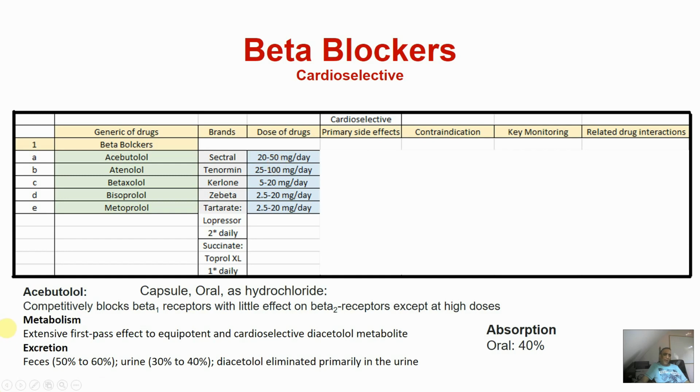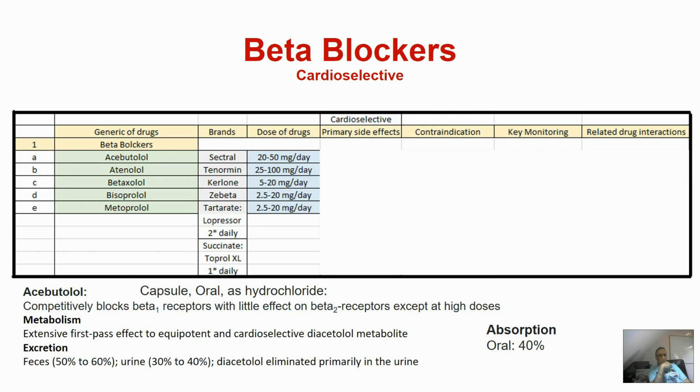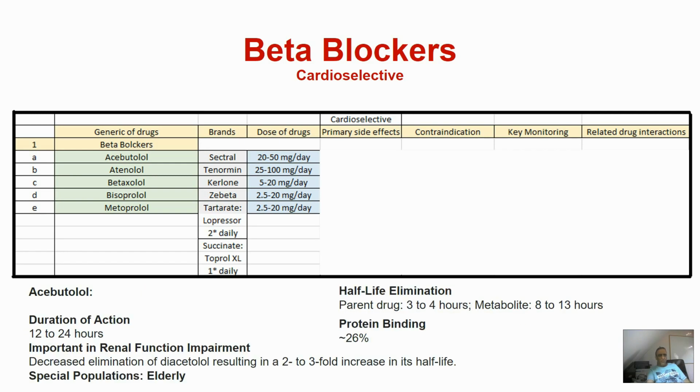Metabolism is an extensive first pass effect, and it produces the equipotent, cardioselective metabolite diacetolol. In this situation the metabolite also has a cardioselective effect. Absorption is around 40%, and for excretion we can find it in the feces because the absorption is lower. In the urine we can find around 30 to 40% as diacetolol, which is the metabolite form. Duration of action is around 12 to 24 hours.